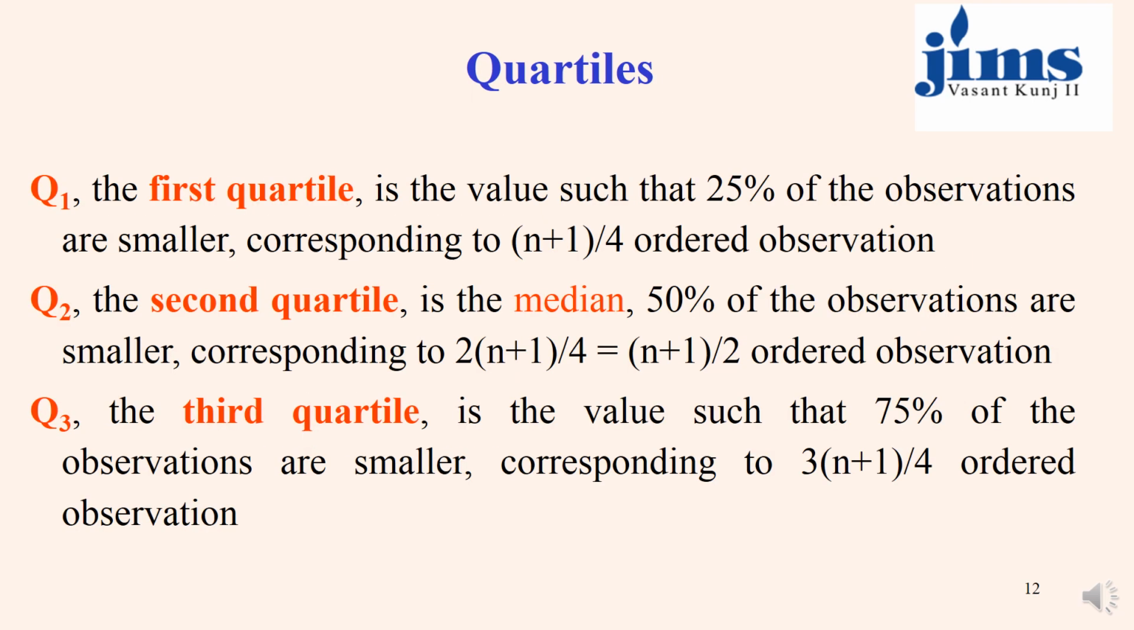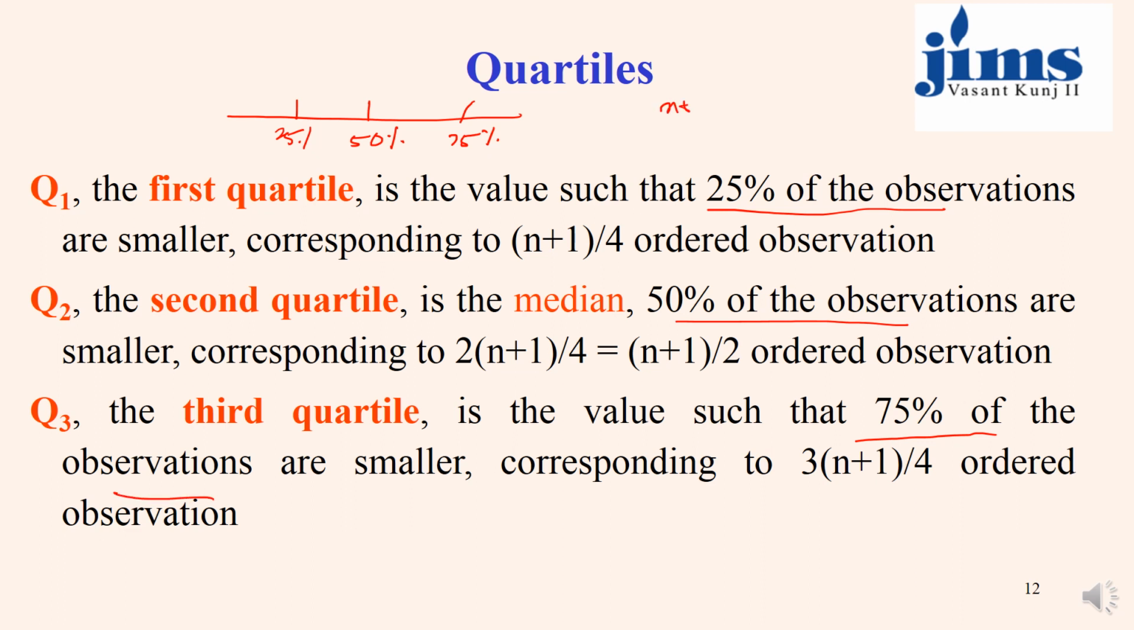Okay. Now, quartile means the data is divided equally, as the median divides it. First quartile is 25%, second quartile is 50% of the data, and third quartile is 75% of the data. That would be the observation: 25% of the observations, 50% of the observations, and 75% of the observations. How is it calculated?